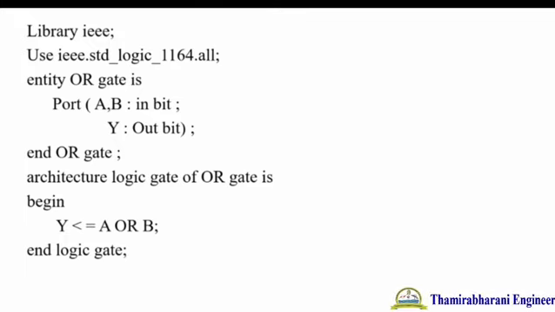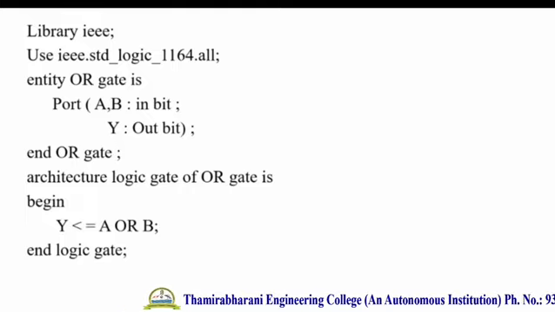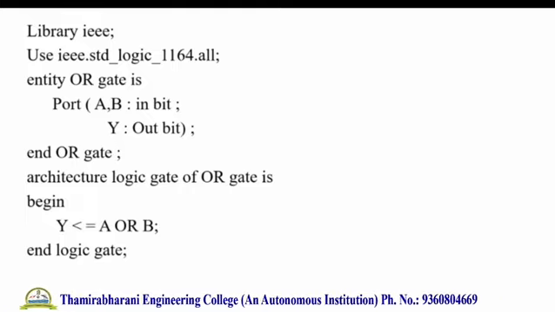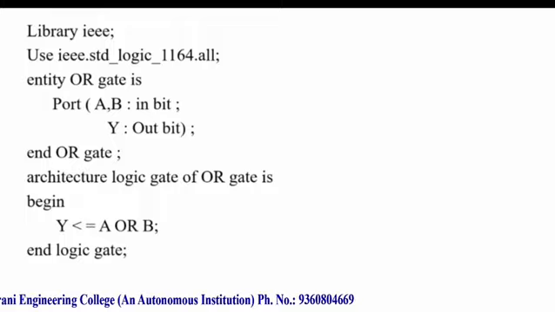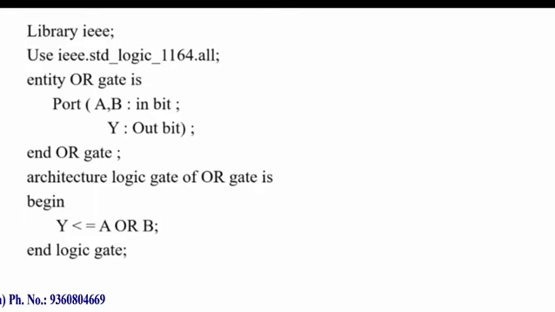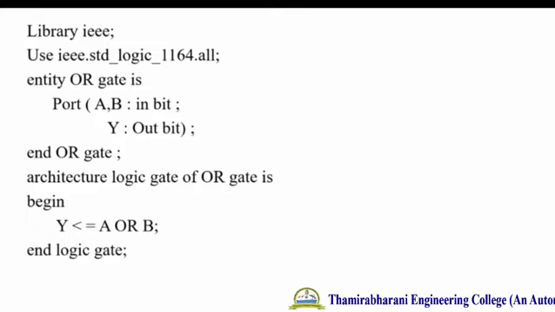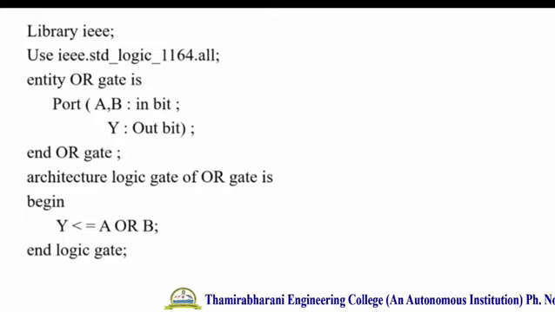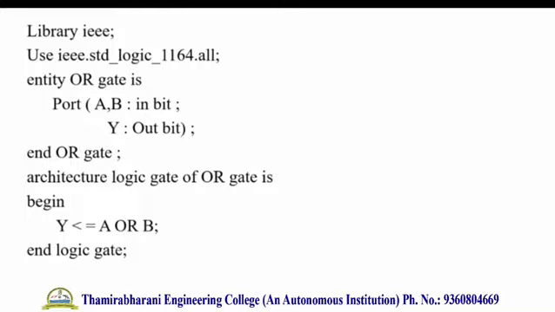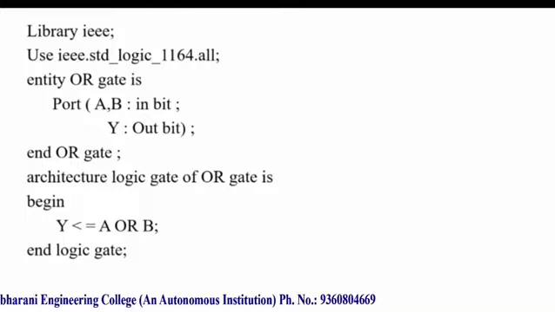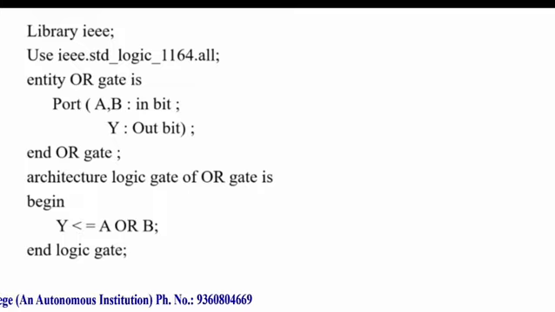Then we have to write the architecture part. In the architecture part, how do we start? Architecture logic gate of OR gate is. Architecture name of entity name is. Here the architecture name is logic gate because OR gate comes under logic gate. OR gate is the entity name. So architecture name of entity name is, begin, Y is assigned to.